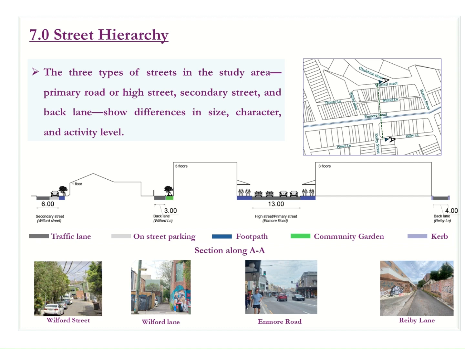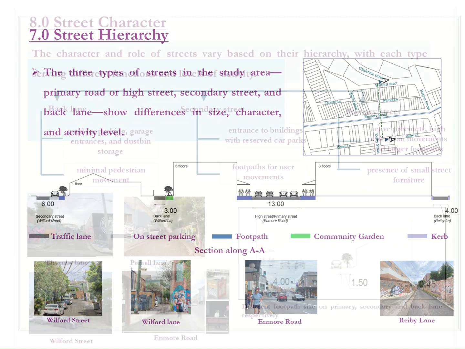While Enmore Road could be recognized as a primary street, Wilford and Station Street could be considered secondary streets, and other streets like Wilford, Thunby, and Raby lanes are examples of the back lanes. Similarly, the section shown on this slide quickly reveals the size differences in the road width, and the photos below showcase different character. Further, in upcoming slides, we will discuss how these streets differ in size, character, and activity level.